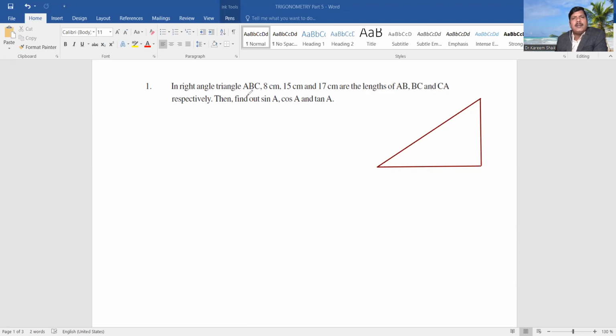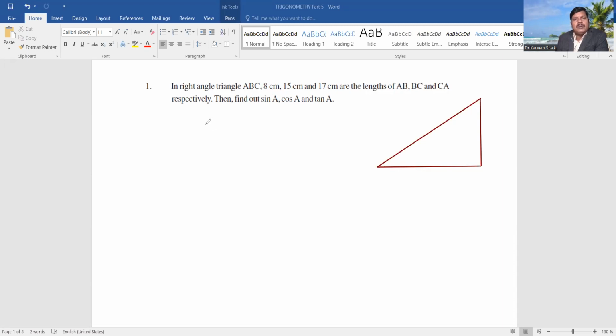ABC is a right-angled triangle having the sides AB is 8 centimeters, BC 15 centimeters, and CA 17 centimeters. They are asking to find sin A, cos A, and tan A.